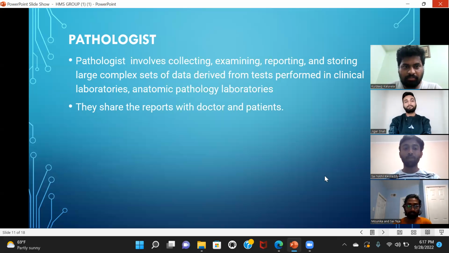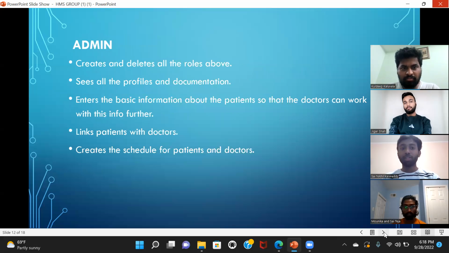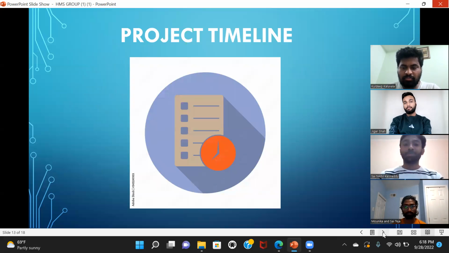Coming to the pathologist module, we can see the pathologist is involved in collecting and examining reports and storing large, complex sets of data derived from the tests performed in the clinic and in the laboratories. These are shared between the doctors so that they can examine the status of the patients. Coming to the next module, next slide, please.